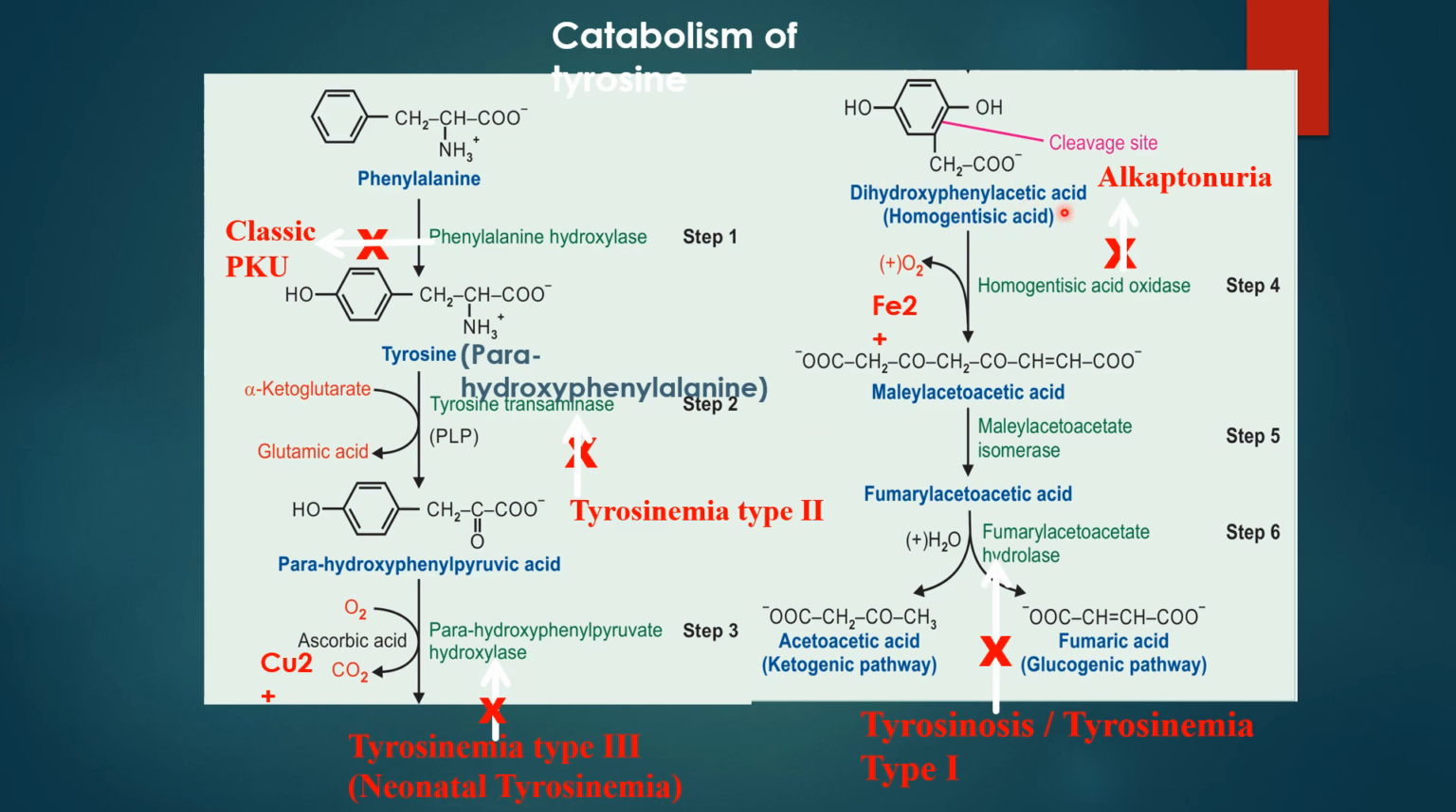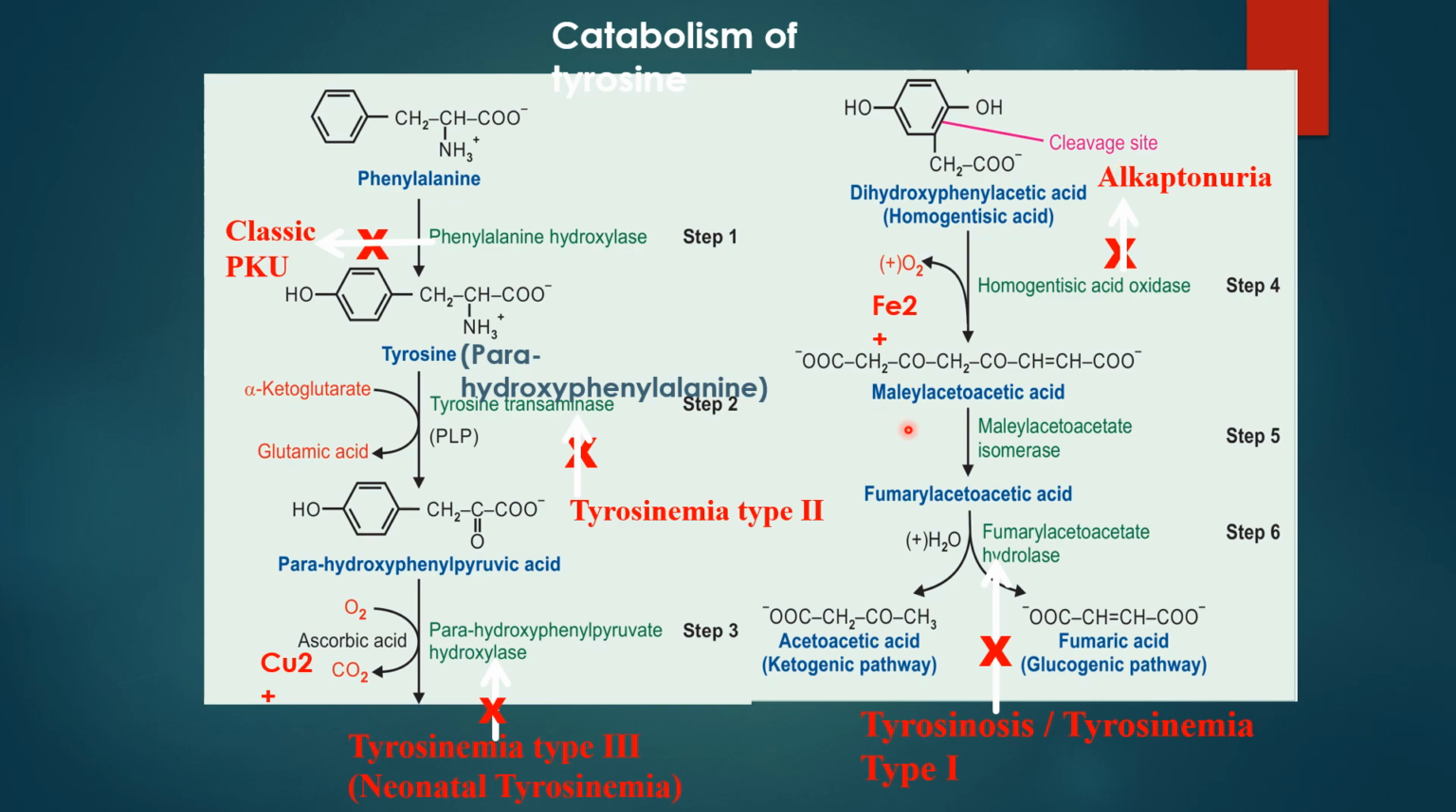Then further, dihydroxyphenyl acetic acid, that is homogentisic acid, is converted to maleylacetoacetic acid in the presence of the enzyme homogentisic acid oxidase, which also requires ferrous 2 plus ions, and oxygen is required for this conversion. If this enzyme, homogentisic acid oxidase, is deficient, that will lead to the metabolic disorder alkaptonuria, which leads to a lot of accumulation of homogentisic acid in the blood, which is also accumulated in various bones and cartilages. Urine is black in color. This is a very diagnostic feature of this disease.